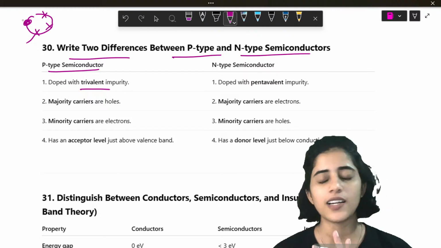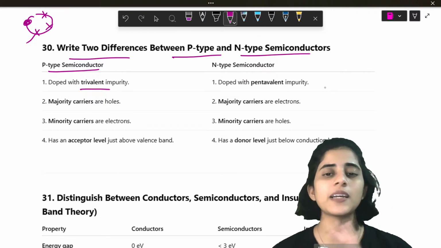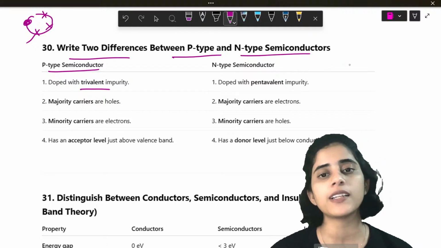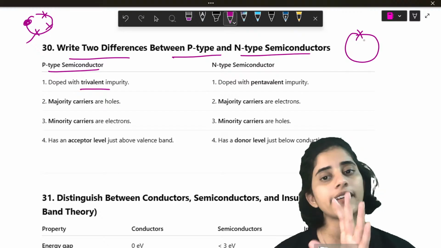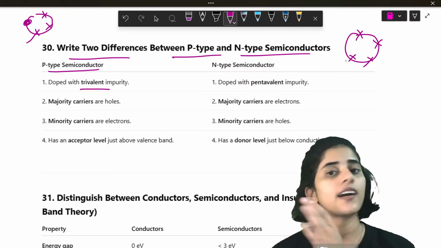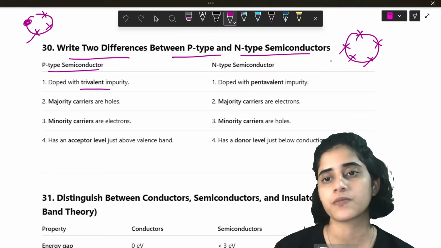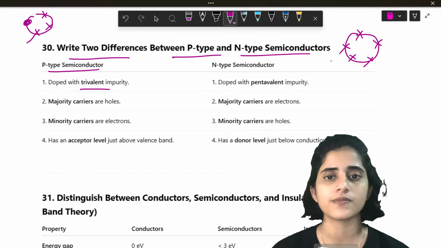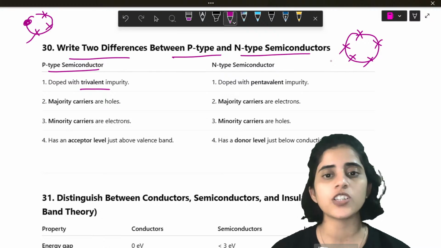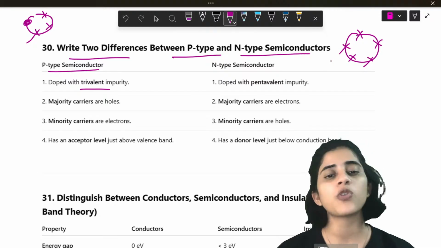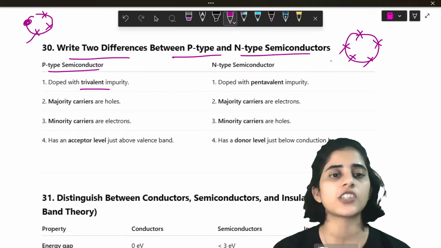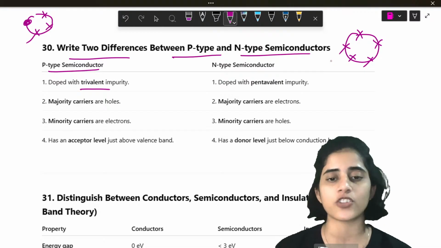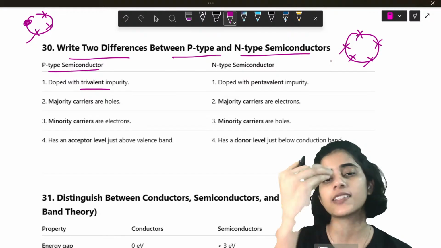Now, N-type semiconductor is doped with pentavalent impurity. Pentavalent impurity means it has 5 electrons. Majority charge carriers are electrons, minority charge carriers are holes. So if holes are more, the majority charge carrier is hole. If electrons are more, the majority charge carrier is electron. Depending on which one is higher, you determine which is majority and which is minority.